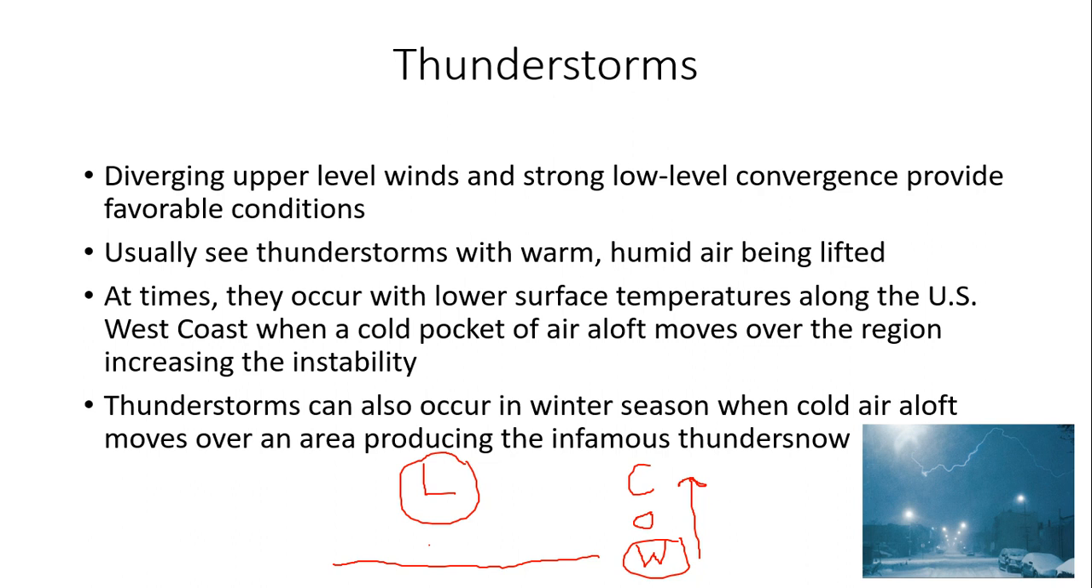Thunderstorms can also occur in winter season when you get colder air aloft moving over an area, and this can produce an interesting phenomenon known as thundersnow. And in the bottom right-hand image here, you'll notice that the ground is covered with snow, and you see this streak of lightning go across the sky during a snowstorm. And thundersnow is actually quite common, especially in more intense mid-latitude cyclones, more intense snowstorms.